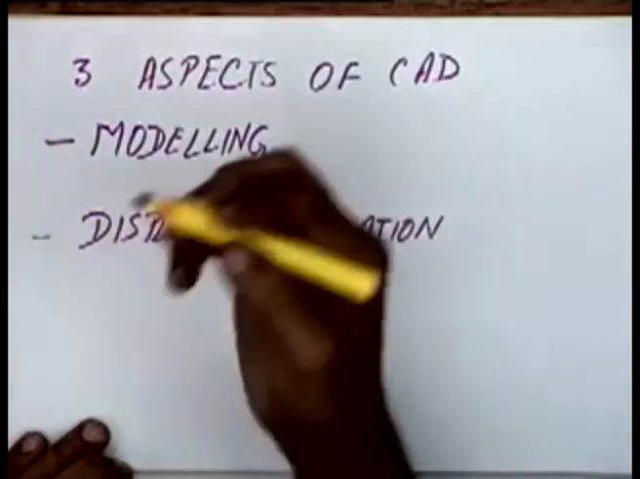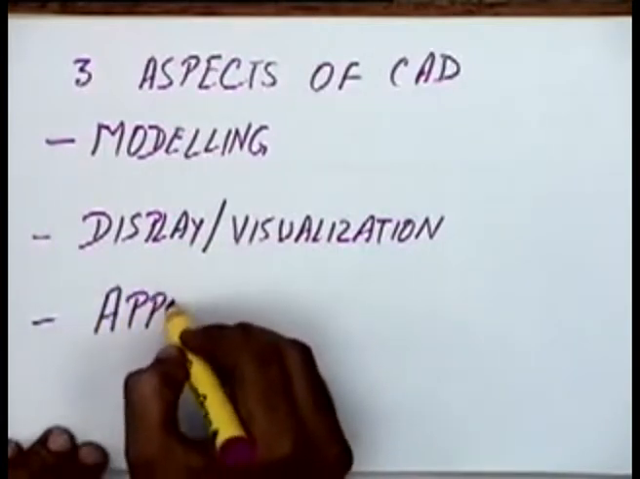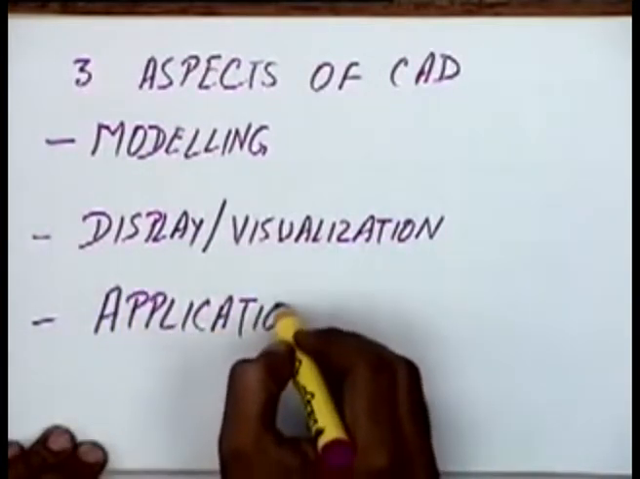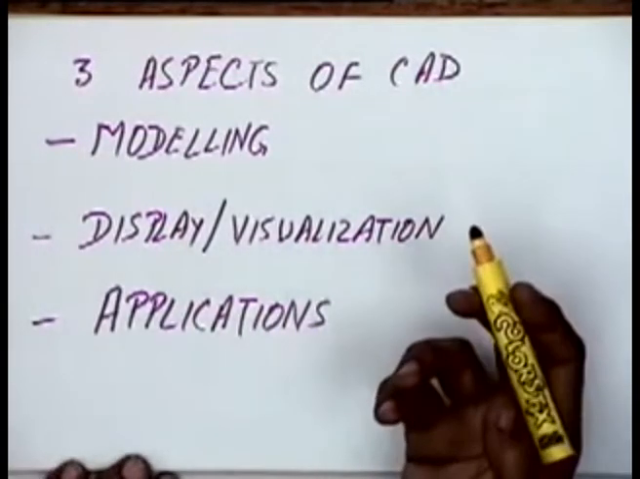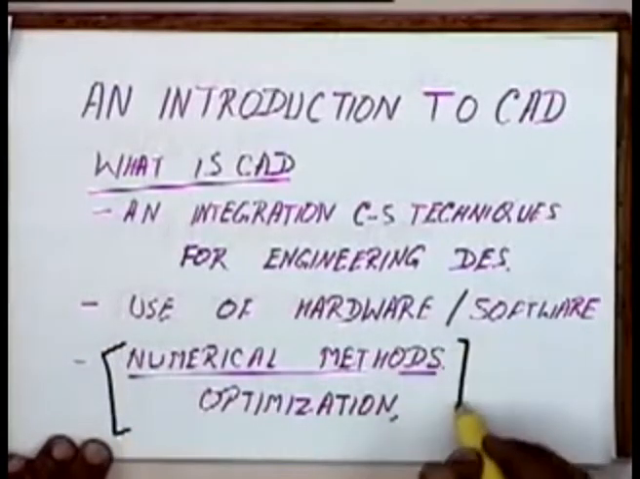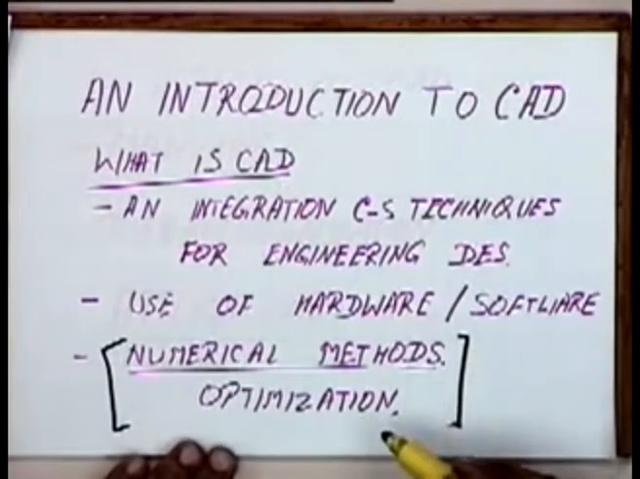You have modeled an object, we want to display or visualize it. And the third is what we refer to as applications. The applications would be CAD/CAM applications, stress analysis applications, crash simulation applications, and so on. In addition to these, we have also mentioned numerical methods as an important part of CAD. Quite often CAD is referred to as numerical methods and optimization.